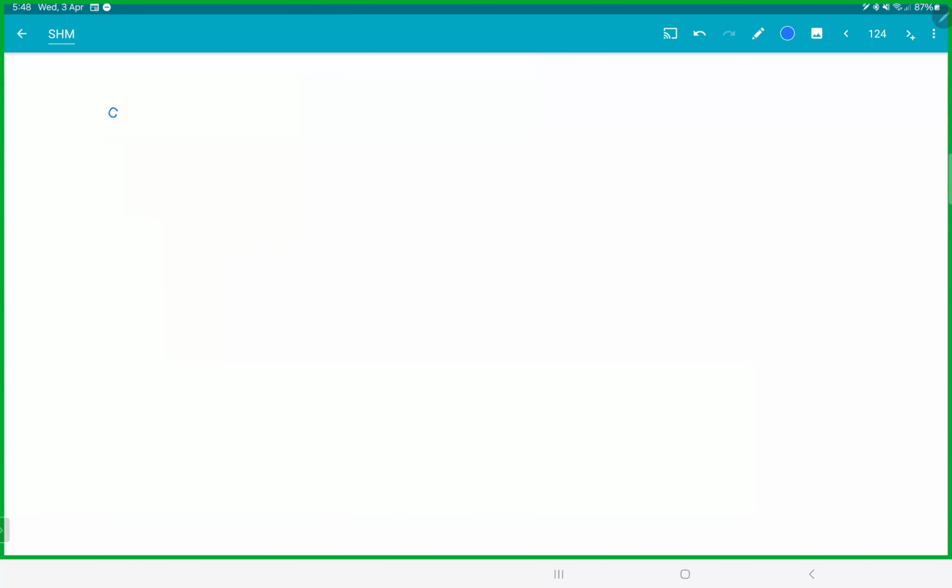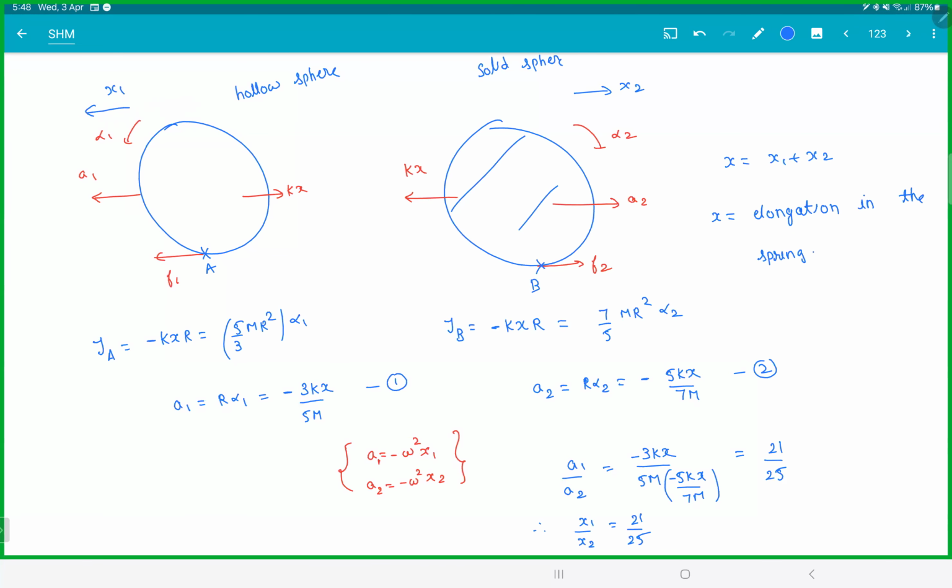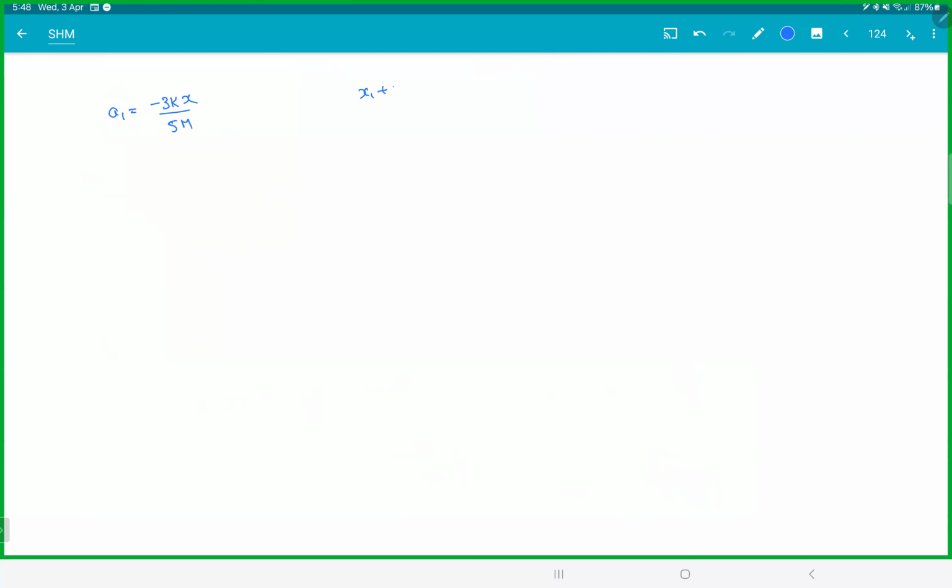So a1 is minus 3kx by 5m. And I know x1 plus x2 is x, and x1 by x2 is 21 by 25. So from here, this is x1, x2 will be 25 x1 by 21. So x is equal to 46 x1 by 21.